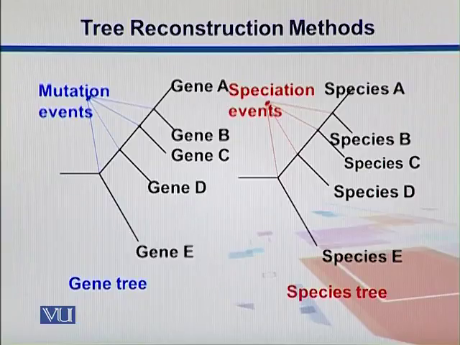Towards the right, we see a species tree. We can have species A, B, C, D, and E, which are represented in this tree. We can see that species A and B are closely related, then come C and D, followed by E. So if we put all these species together in a tree, we can trace these speciation events.